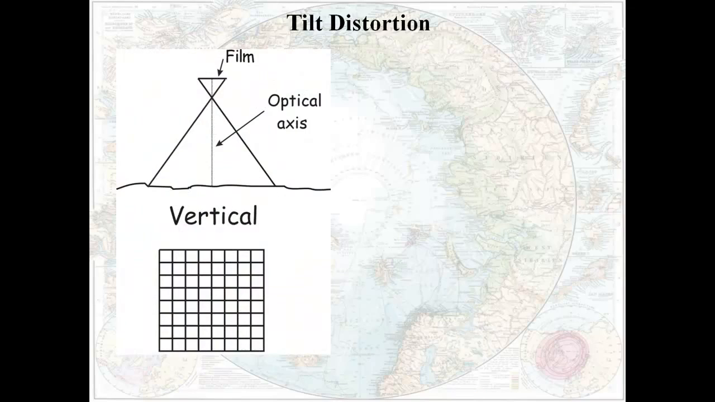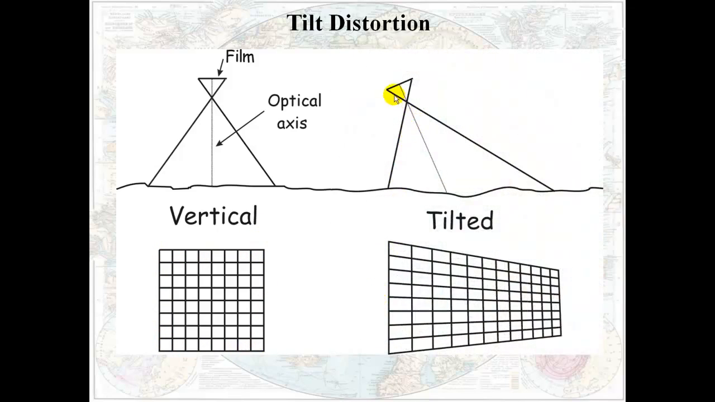Okay, so say we have a sensor that's pointed straight down in the vertical. You could imagine ideally you would get squares that are nice and square. But what if that sensor is off axis and it's tilted? You can see that the size of the images that you're going to get are going to be distorted.